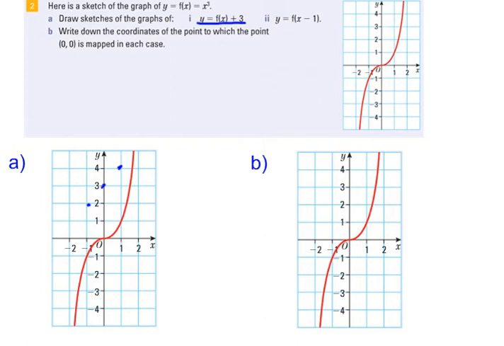So this graph is now going to look something like that. It's not a particularly good sketch, but I've got the important places that it crosses. It's gone up by 3.